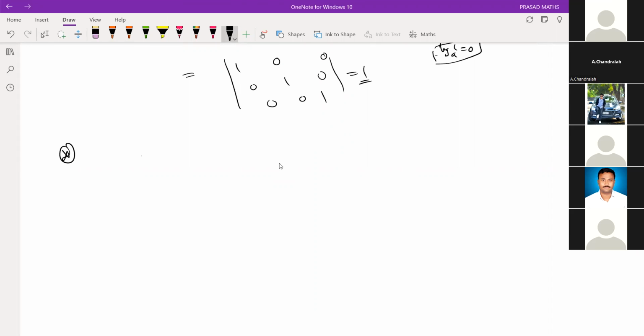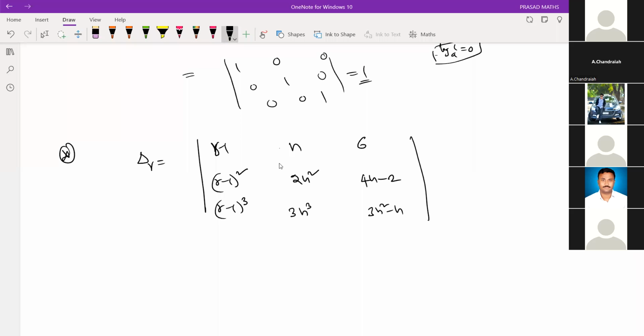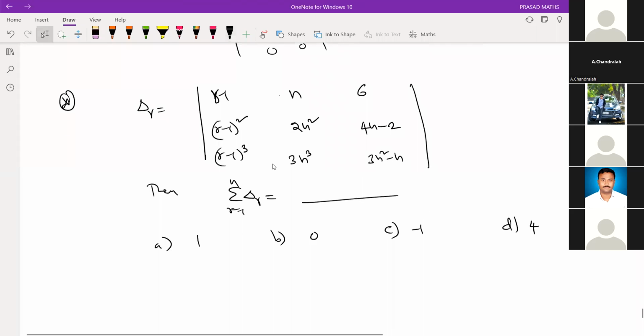Suppose you're given a question like this: del r equals r minus 1, n, 6r minus 1 whole square, 2n square, 4n minus 2r minus 1 whole cube, 3n cube, 3n square minus n. Then what is the sum of the determinants? Option A 1, option B 0, option C minus 1, option D 4, right? You need to do it.